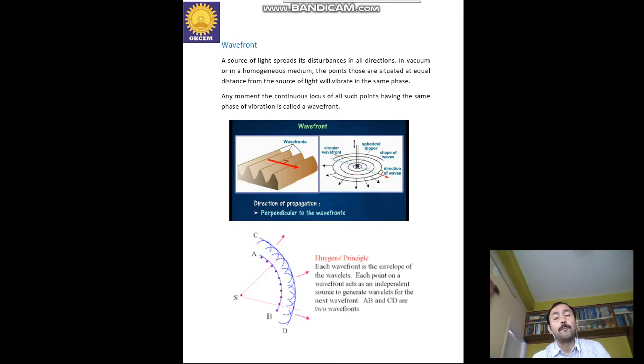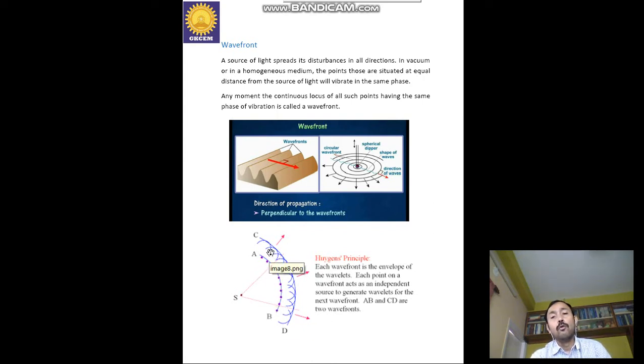Suppose you are dropping a stone in a pond, what will happen? The continuous crest and trough are produced and they will move towards the end of the pond. That means there is a wave. Where we have dropped the stone, it is the primary source of disturbance. So from Huygens principle, each primary source of disturbance will produce secondary sources of disturbance. You can see, this is the primary source of disturbance, this is the secondary source of disturbance.